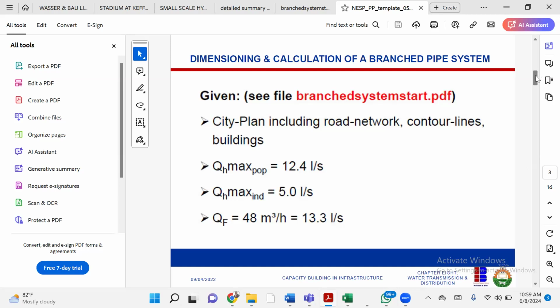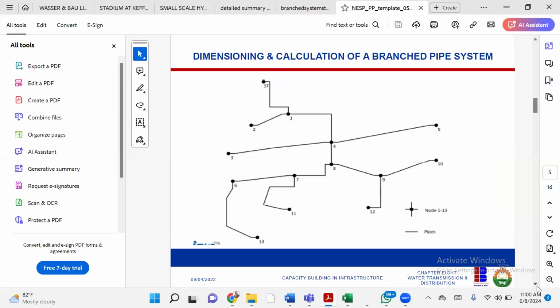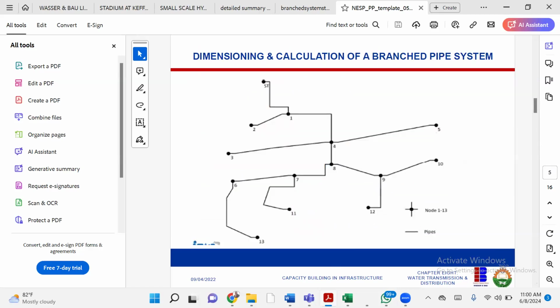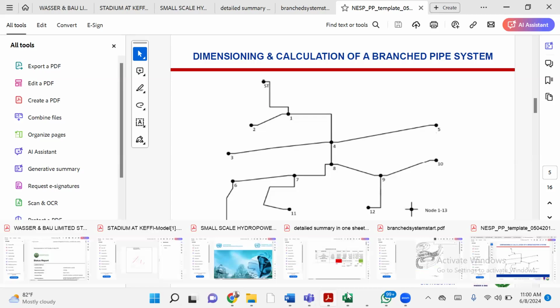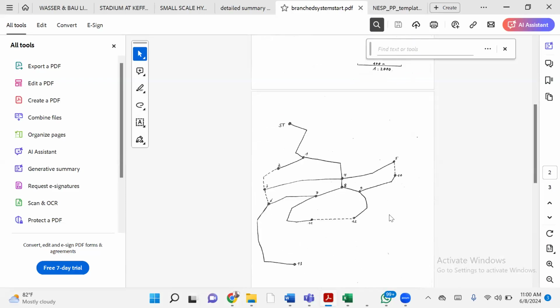And let me just demonstrate it with this. This is what a loop system looks like. Just hold on. This is a branch system. Okay, let me go back to this. If you add dotted lines, it becomes a loop system. If you remove the dotted lines, it will become like what you have in chapter 8, and that becomes a branch system.